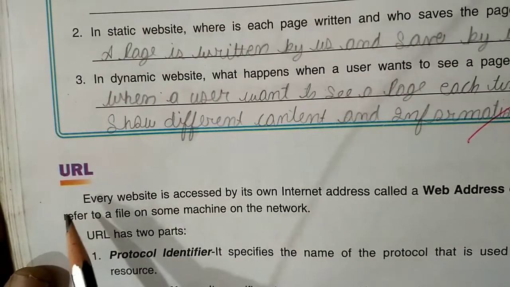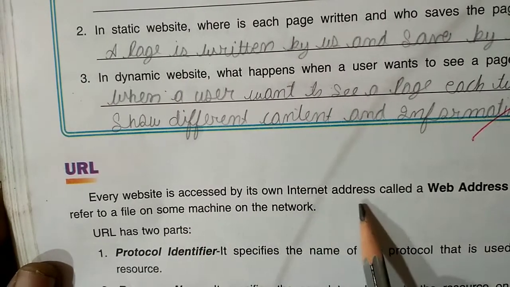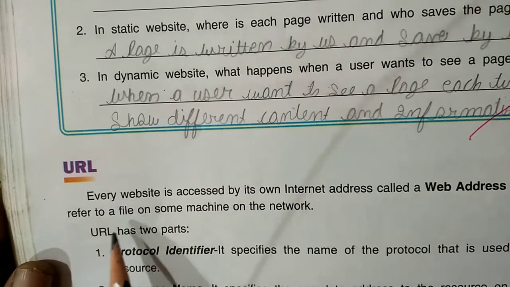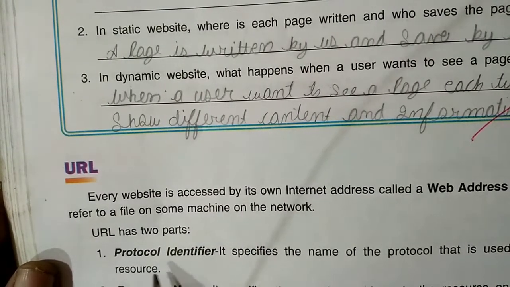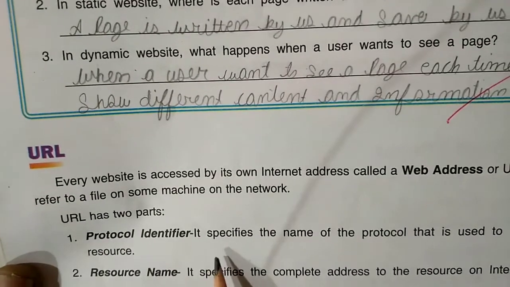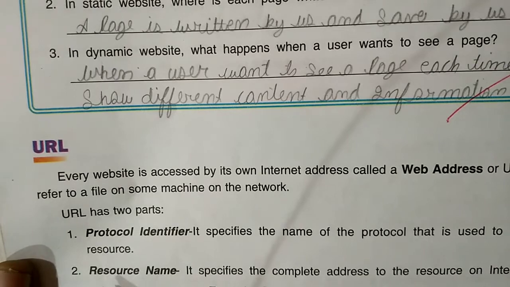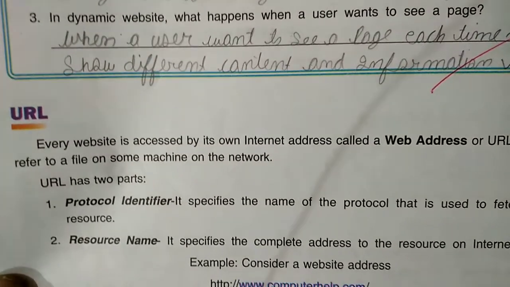Now next thing, URL. Every website is accessed by its own internet address called a web address or URL. A URL refers to a file on some machine on the network. A URL has two parts. Protocol identifier: it specifies the name of the protocol that is used to fetch the resource. Resource name: it specifies the complete address to the resource on the internet.